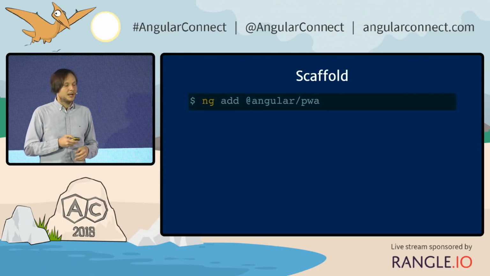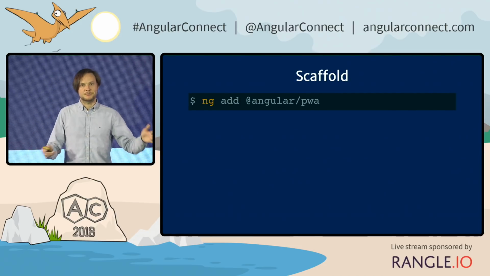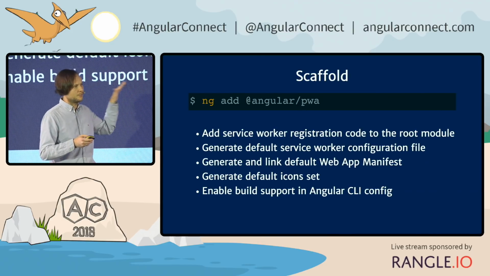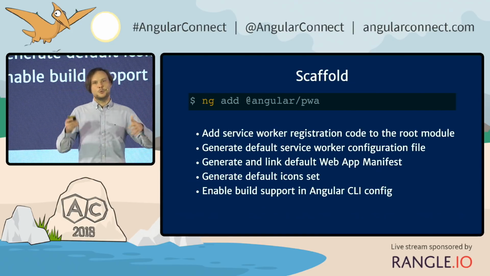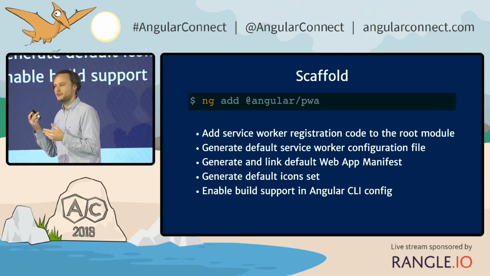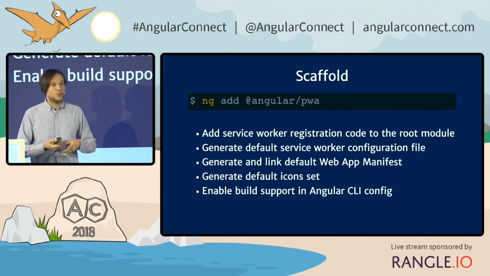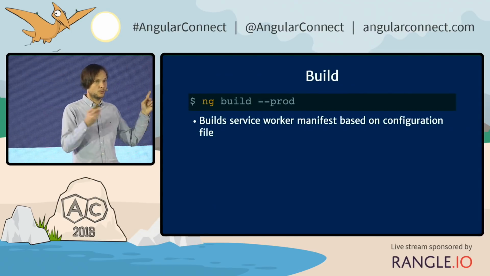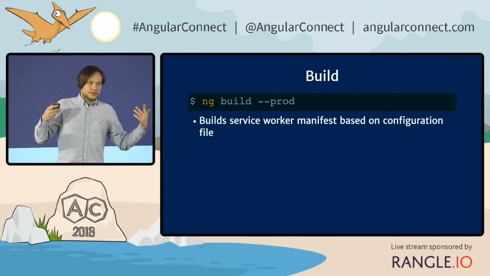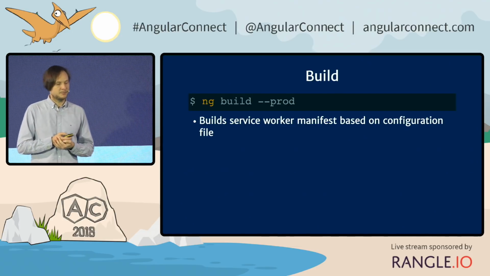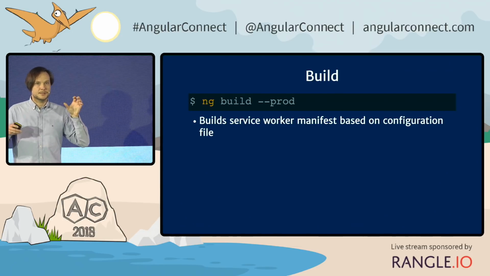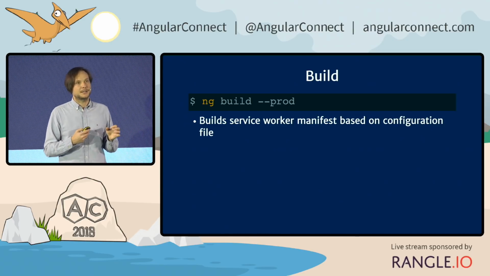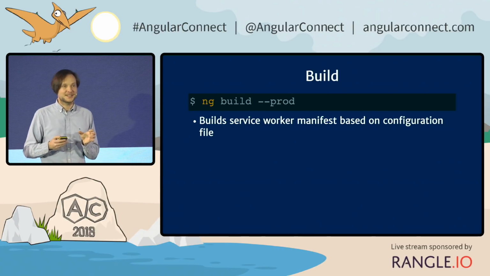Okay, scaffold. How do we start? Schematics. One line of code, and we have all the boring operations done for us. We add registration code, we generate some files, and we enable build support. What do we mean by build support? When we run a production build, the CLI with this support enabled generates a special file for Angular Service Worker. Actually, it's a settings file, but in terms of service worker, this is a manifest.